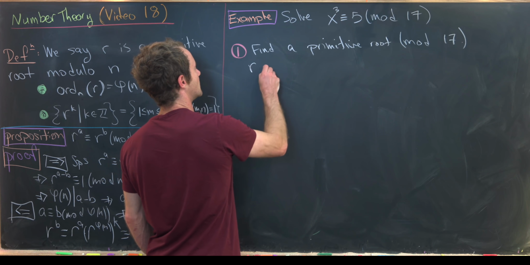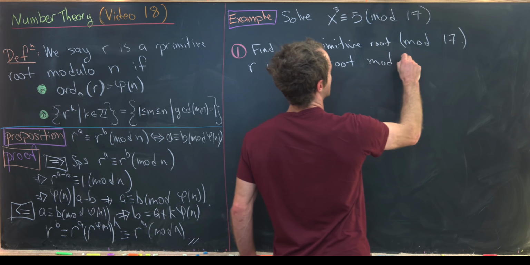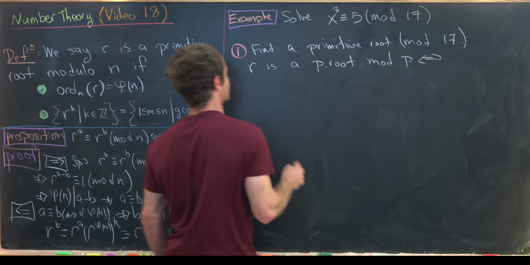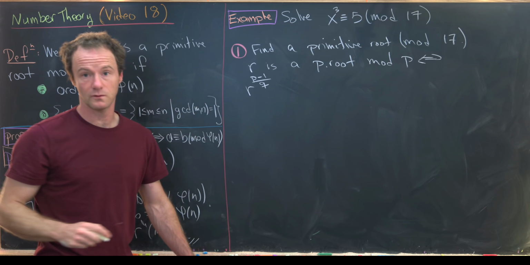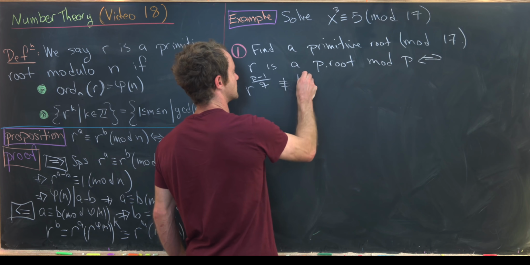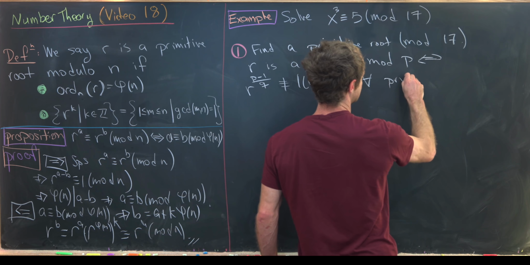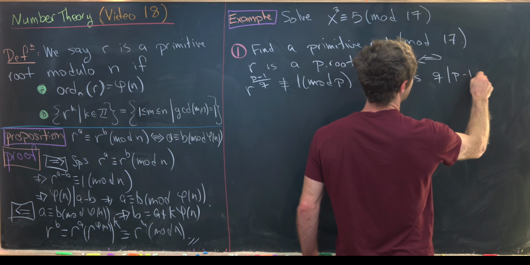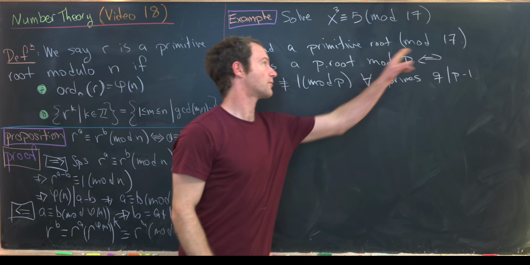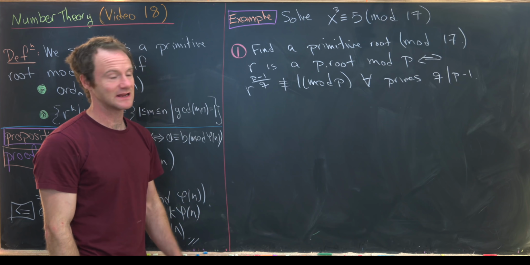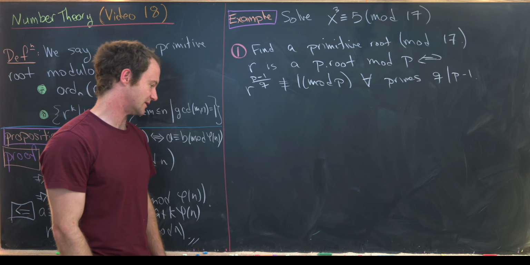Well, let's recall that r is a primitive root mod p if and only if r to the (p minus 1) over q is not congruent to 1 mod p, for all primes q that divide p minus 1. So in other words, what we need to do is look at all prime divisors of 16 and then make this calculation of r to the 16 over that prime divisor.